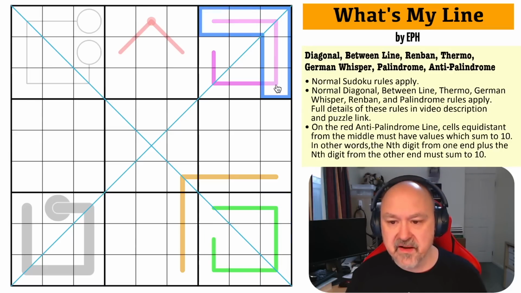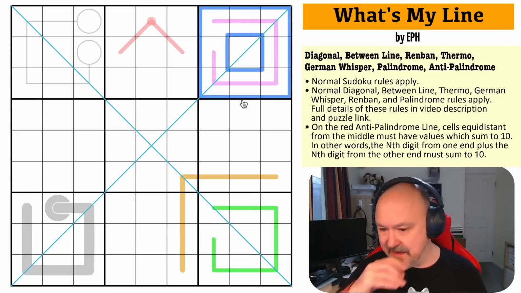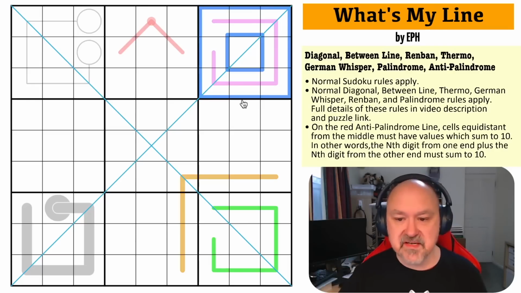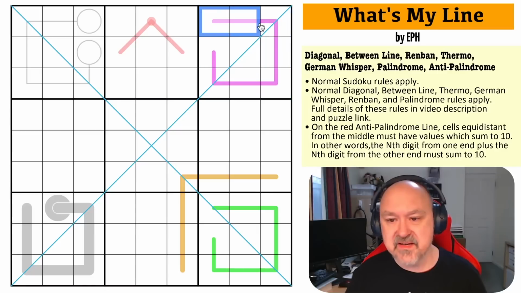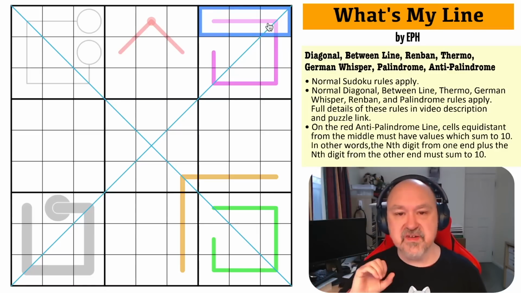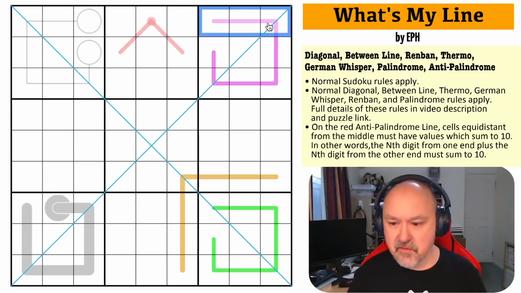And we've got a Renban line. This Renban line must contain a set of consecutive, non-repeating digits, they're all in the same box so they couldn't repeat anyway, but it must contain a set of consecutive digits in any order. Basically, if I was to take all of the digits off the line and sort them, they would be a run of digits.